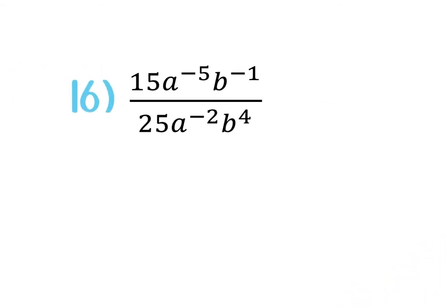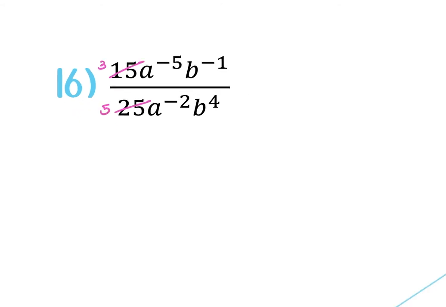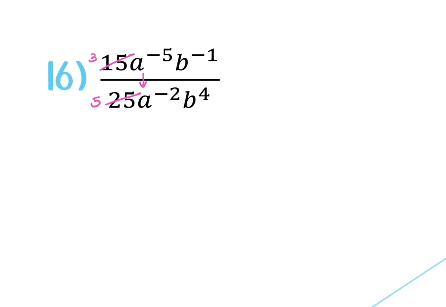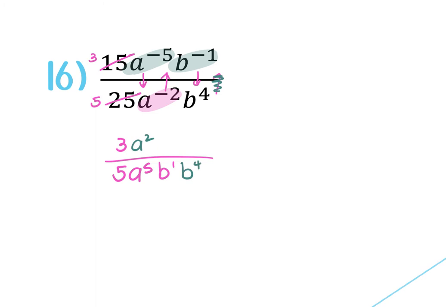16. 5 goes into 15 3 times, 25 5 times. And then all the rest are negatives. So we're moving top to bottom and bottom to top. So 3 stays in the numerator, 5 stays in the denominator. The a to the 5th is going to move to the bottom. The b to the 1st is going to move to the bottom. The a to the -2 is going to move to the top as a squared. And b to the 4th is not negative. B to the 4th is going to stay in the denominator.